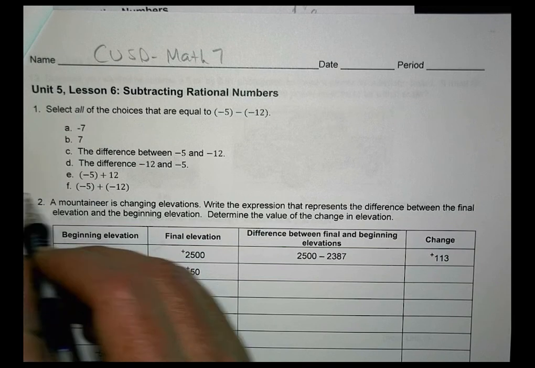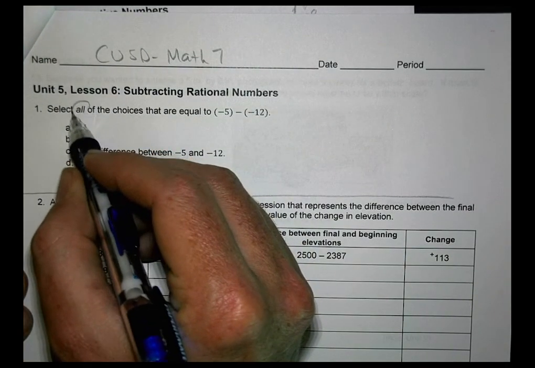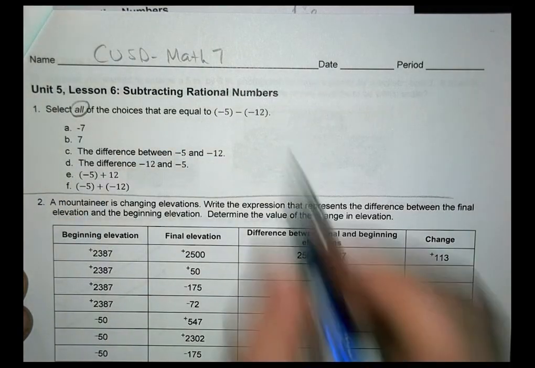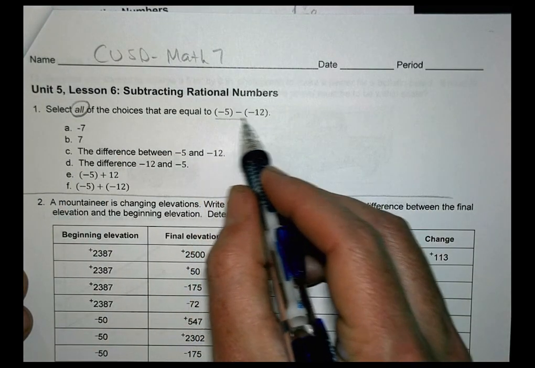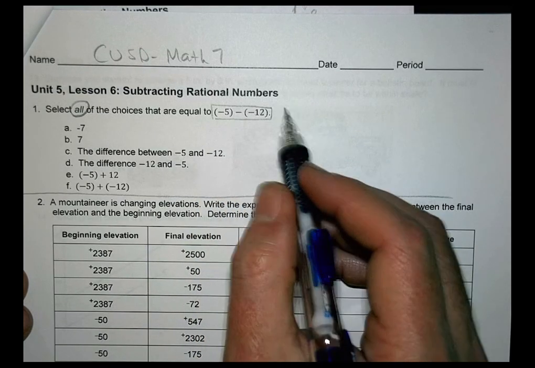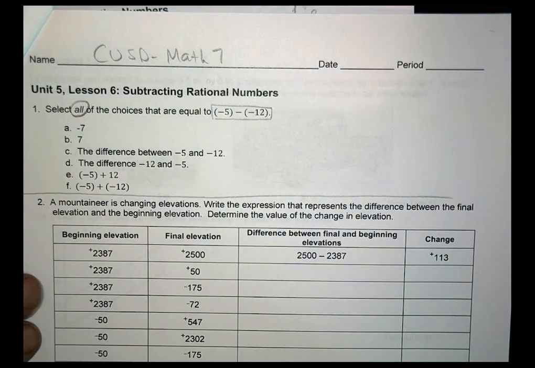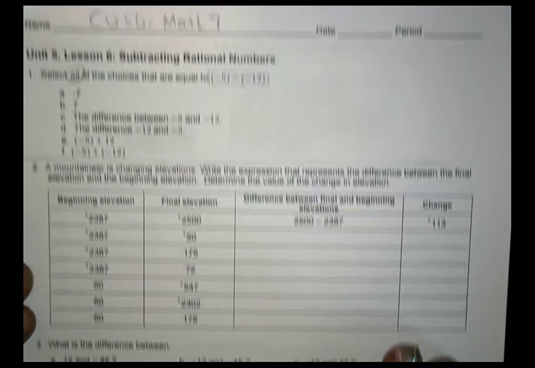Alright, this first one once again is part of your cool down here, and I want you to select all of the choices that are equal to -5 minus -12. So look to see how you solve that, and see which ones of these are going to be equal or equivalent to that expression right there.